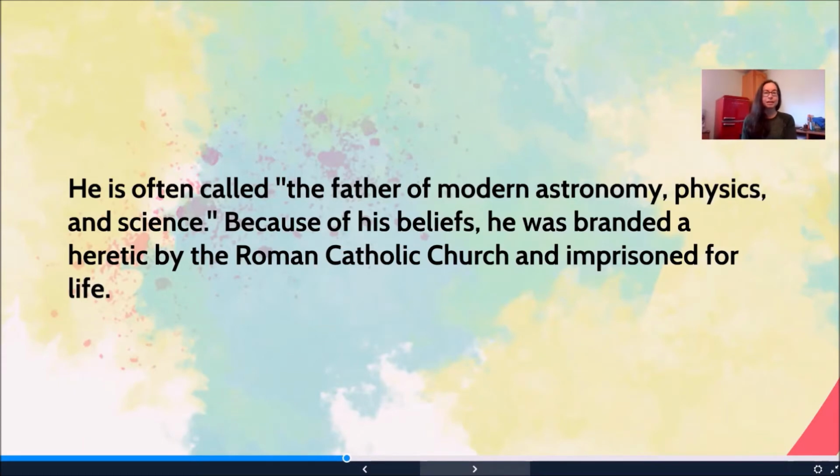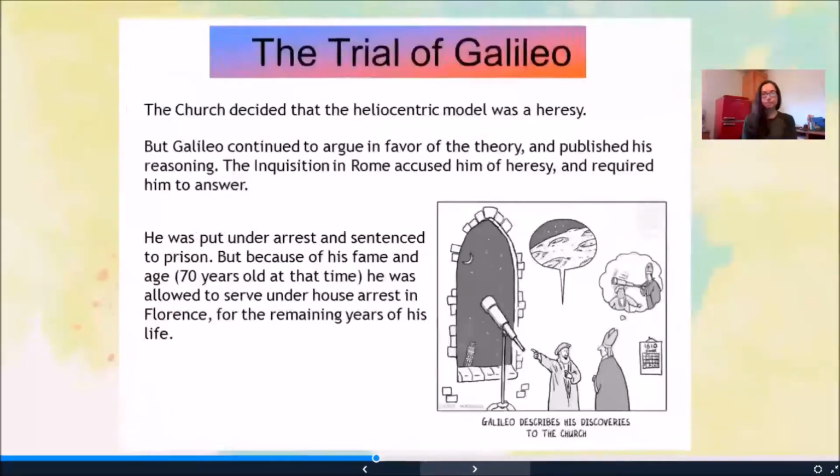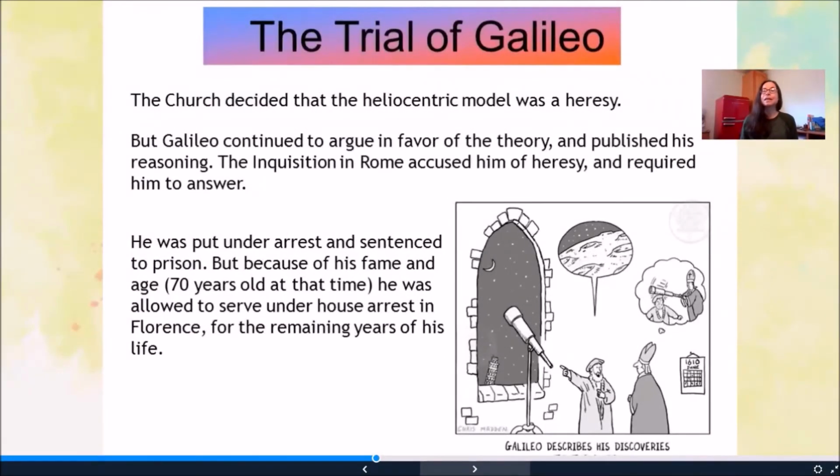But because of his beliefs, he was branded a heretic by the Roman Catholic Church and imprisoned on house arrest for life. The church decided that the heliocentric model was a heresy, but Galileo continued to argue in favor of the theory and published his reasoning. The Inquisition in Rome accused him of heresy and required him to answer. He was put under arrest and sentenced to prison, but because he was famous and extremely old at the time, he was 70, he was allowed to serve house arrest in Florence at his home for the remaining years of his life.